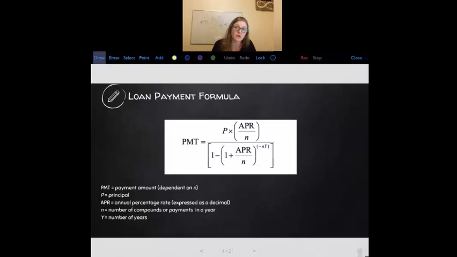But if you were making quarterly payments, N would be 4, and then your payment calculator would be quarterly. P is your principal, APR is your annual percentage rate as a decimal, N is the number of compounds or payments per year. So if you're paying once a month, N would be 12, and Y is the number of years. I've also got the formula on the board behind me. I'm going to talk a little bit about how to put these in your calculator, more so if you have the Texas Instruments than the Casio.